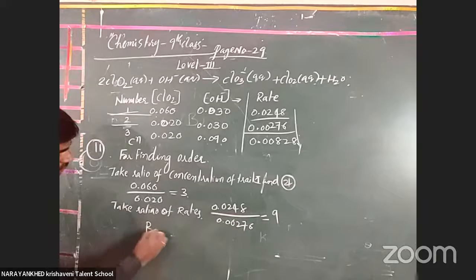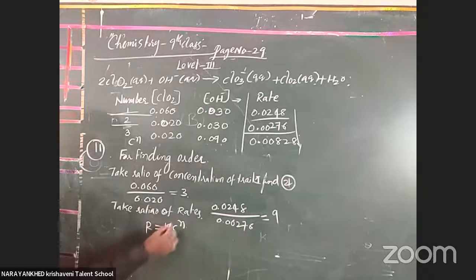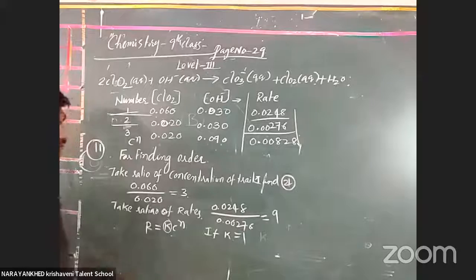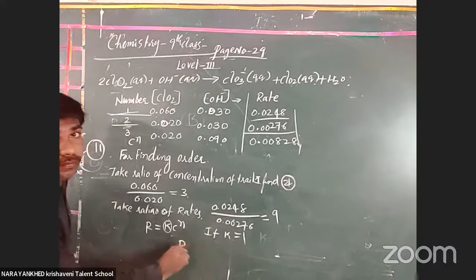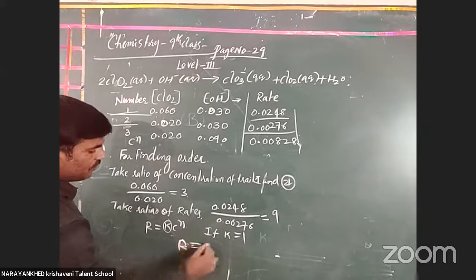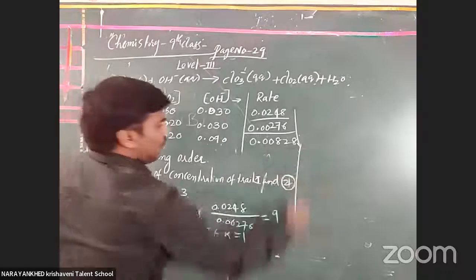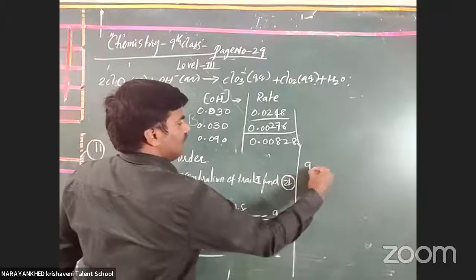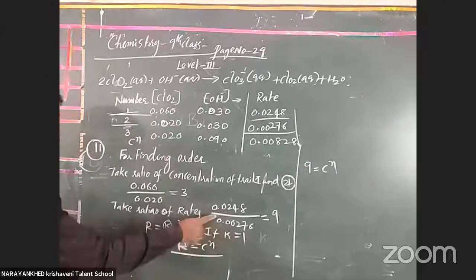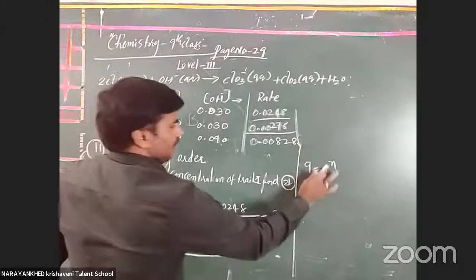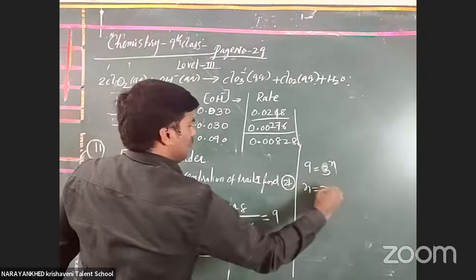Yes, we know that R is equal to K into C to the power of N. Here K is a constant. If K is equal to 1, then R is equal to C to the power of N. So 9 is equal to C to the power of N. Here R is 9, and the concentration ratio is 3, so 9 is equal to 3 to the power of N. Then N is equal to 2.